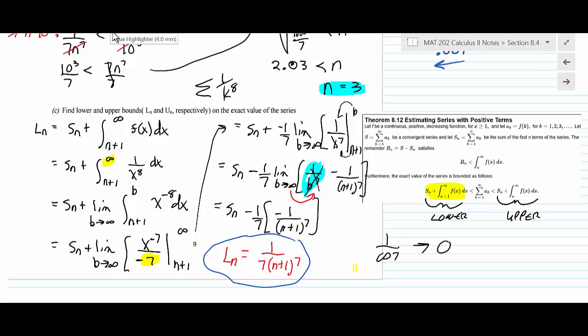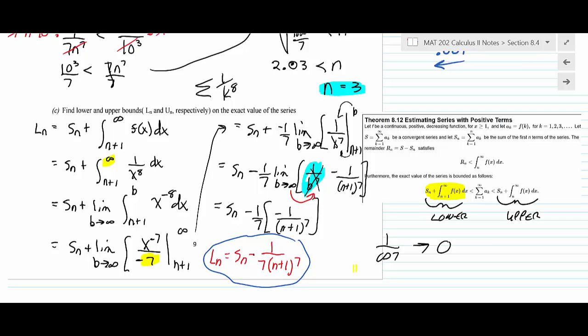Oh, I forgot my S of n, didn't I? I'm being a little sloppy there. Sorry about that. So yeah, we should have the lower bound is S of n minus 1 over 7 to the n plus 1, like that. Okay? So that's how that's going to go.